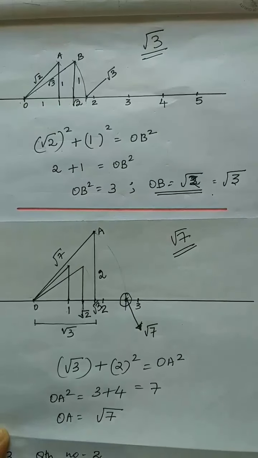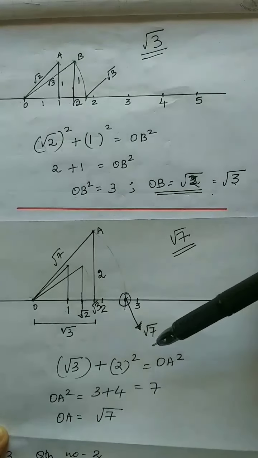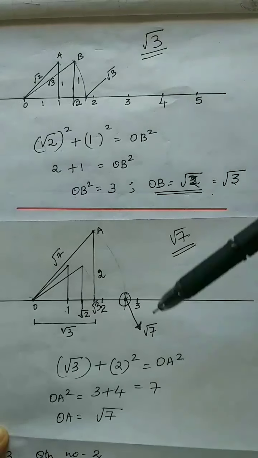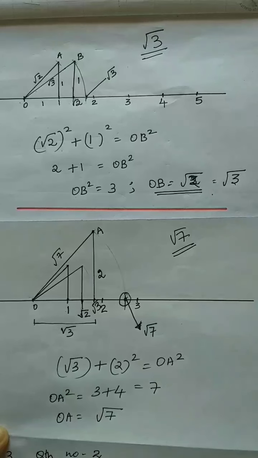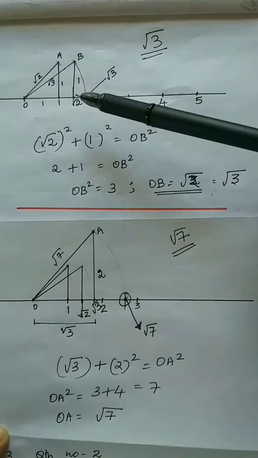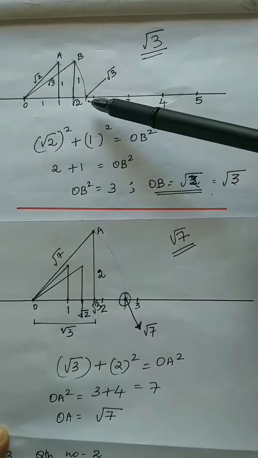So in today's class, we will be learning how to represent root 7 on the number line. Before going to root 7, let's recall what we saw in the last class, that is part 2. Before representing root 7 on the number line, first we have to represent root 2 on the number line, and then with the help of this root 2, we have to again represent root 3 on the number line.